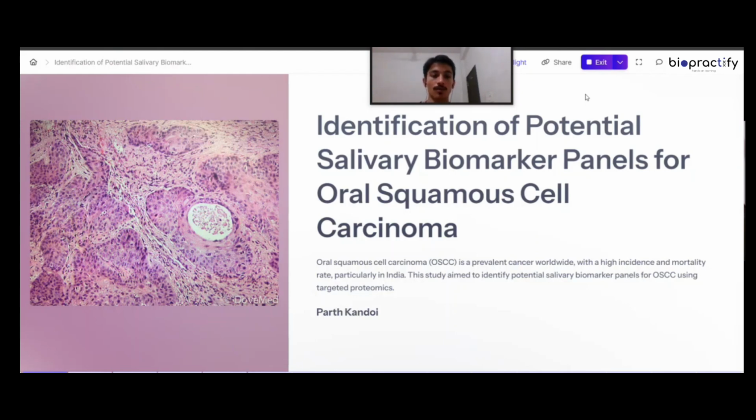This study aimed at the identification of potential biomarkers, salivary biomarkers to be precise, for OSCC using targeted proteomics.